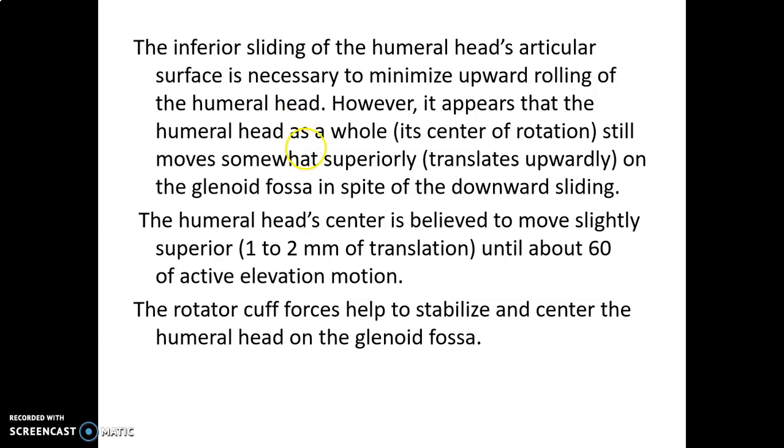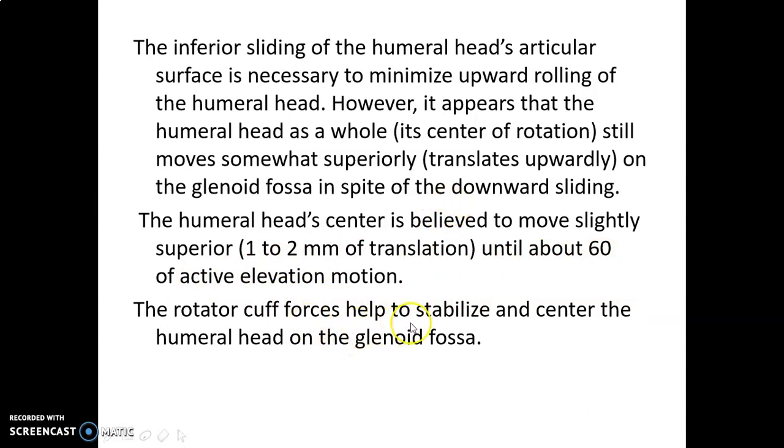However, it happens that the humeral head as a whole, or its center of rotation, still moves somewhat superior. Mild superior translation is unavoidable on the glenoid fossa in spite of the downward sliding. The humeral head center is believed to move slightly superior, 1 to 2 millimeters. Even though we need a cephalad, downward sliding, there is still an upward translation of 1 to 2 millimeters until about 60 degrees of active elevation.